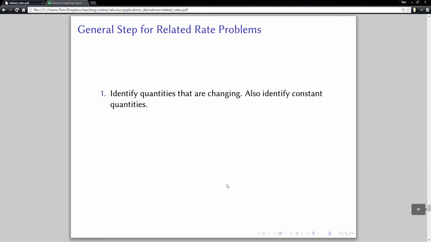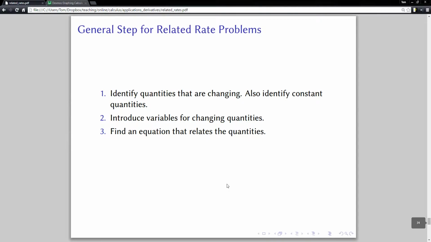Okay, so some of the general steps for related rate problems. Number one, identify the quantities that are changing. It's also important to identify any constant quantities, which are quantities involved with the problem that are not changing. You want to introduce variables for the changing quantities, like we did for area and radius. For the constant quantities, you don't want to do that. You just want to use the constant number.